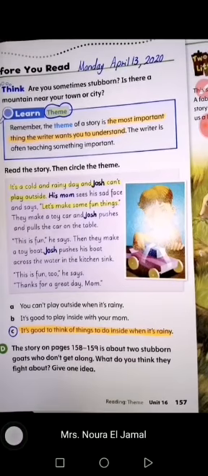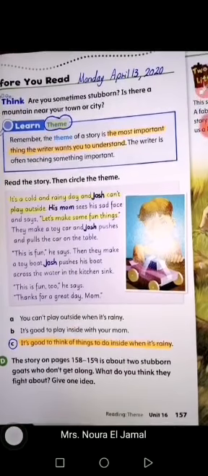Now, what's the theme of this story? Let's read together. A. You can play outside when it's raining. This is the theme. Or B. It's good to play inside with your mom. Or C. It's good to think of things to do inside when it's rainy. The theme here is letter C.